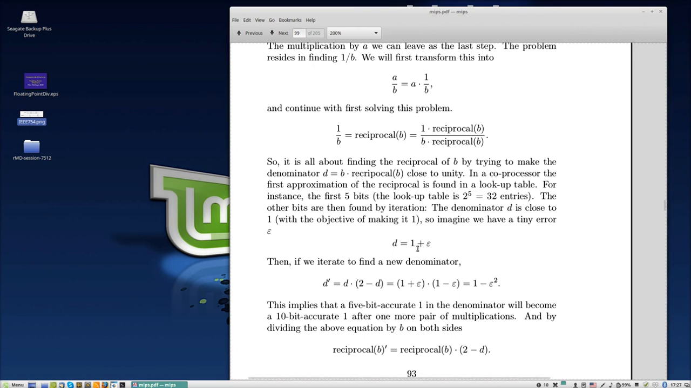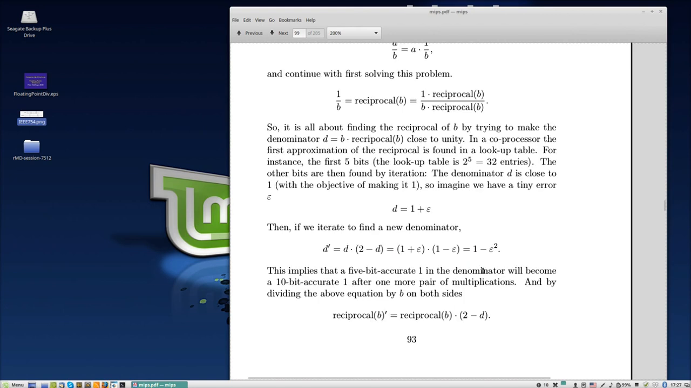And that means that if we had a denominator that had 5 digits of precision close to 1, then now it has 10 digits of precision close to 1. So when we're doing this, we're getting closer to 1 in the denominator.